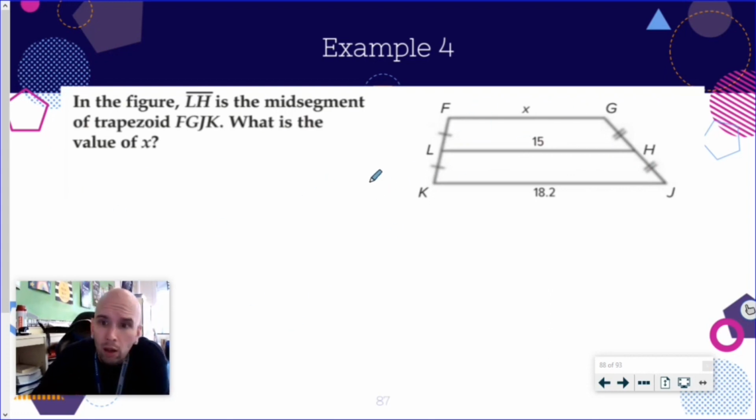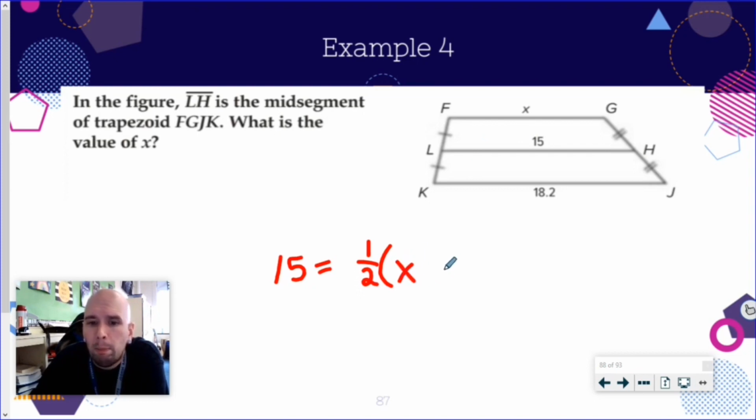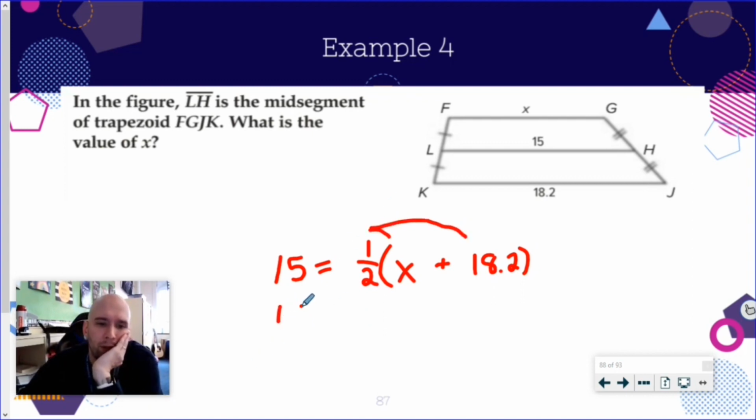Or better yet, the mid-segment, 15, and I'll put it right here, is going to be 1/2 of the two bases added together. So base number 1 is going to be x, base number 2 is going to be 18.2, and then from here it's just an ugly algebra problem. Let me distribute the half. So I have 15 equals half of x. I probably could have just multiplied both sides by 2, but it's too late. I stuck with it. Half of x is half of x. Half of 18.2 is 9.1.